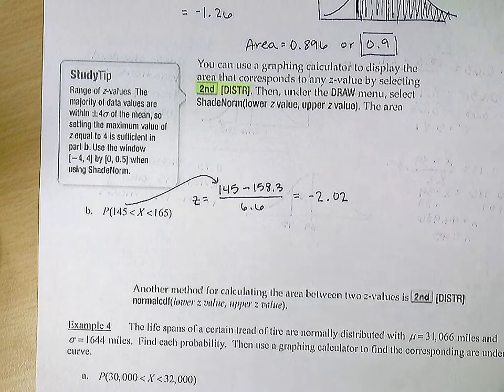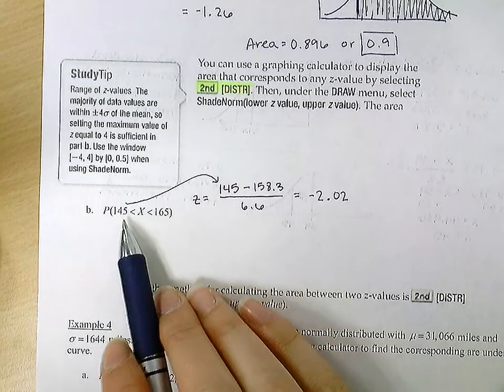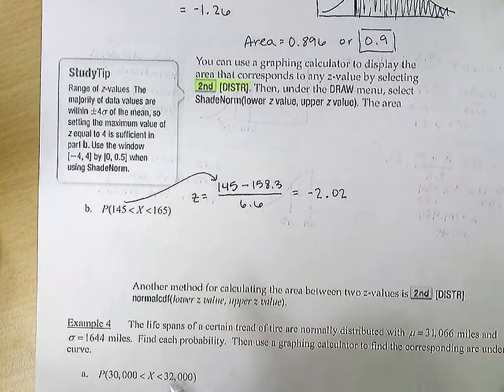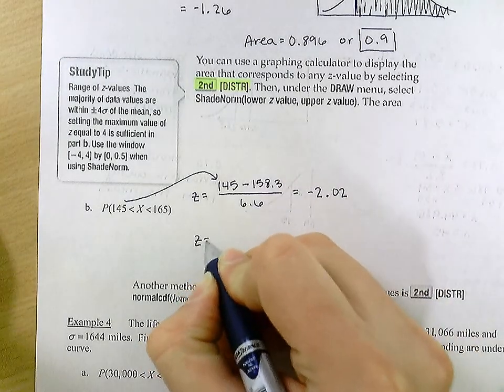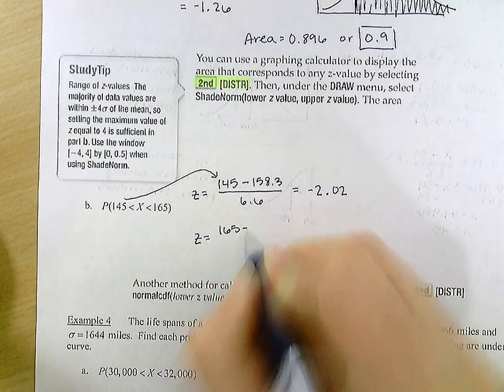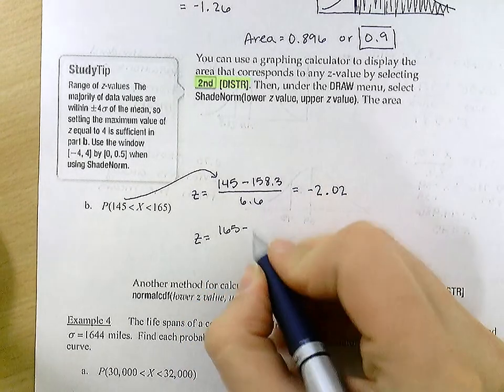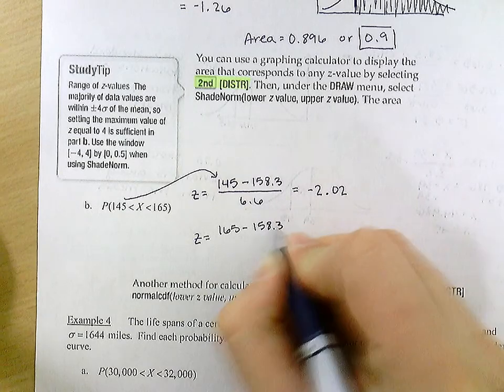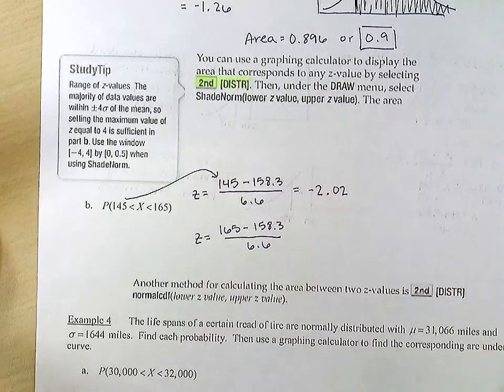Now I want to find my upper bound because I'm looking for probability between the two. So I need to find the z-score with the 165 as well. So I have 165 for x. I still have 158.3 for the mean and 6.6 as the standard deviation.